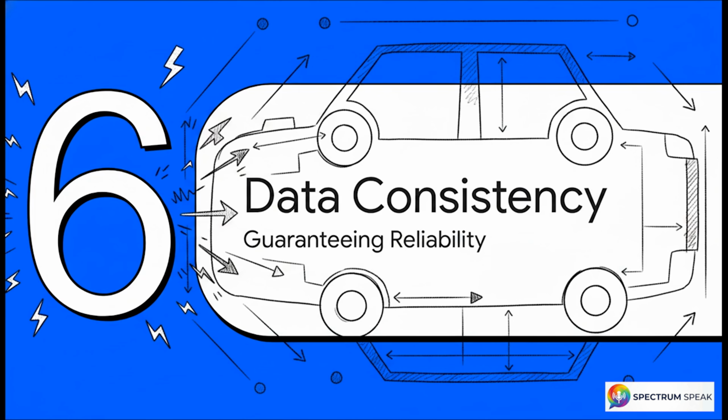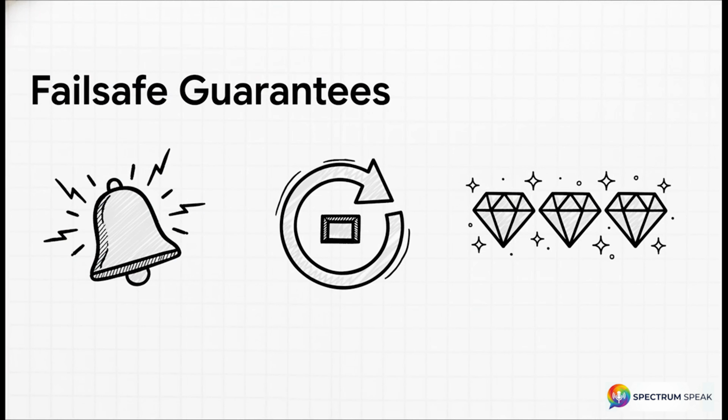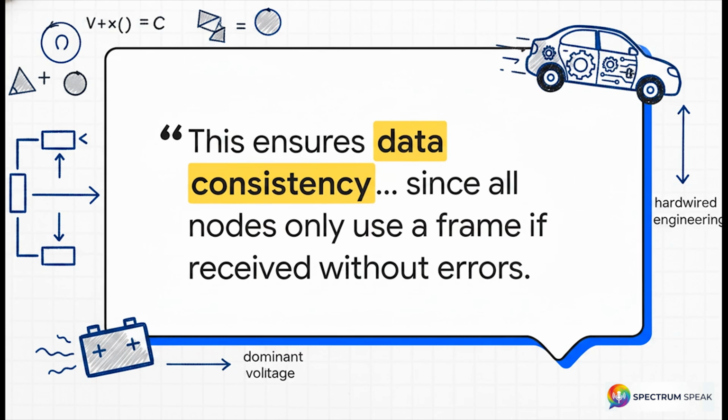Section 6. Guaranteeing data consistency. Let's zoom back out for a second and look at what this micro-level combat achieves for the vehicle's macro system. This rapid-fire sequence guarantees 3 massive things. First, instant global error signaling, the absolute moment a bit goes bad. Second, immediate retransmission of the dropped data. And third, culminating in the ultimate engineering prize, completely identical, pristine data across all nodes. As our source material precisely puts it, this ensures data consistency in the cluster since all nodes only use a frame if all nodes have received it without errors.